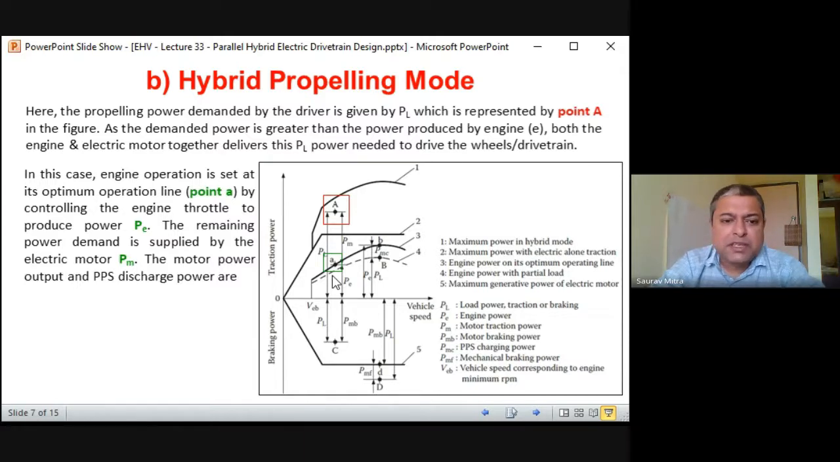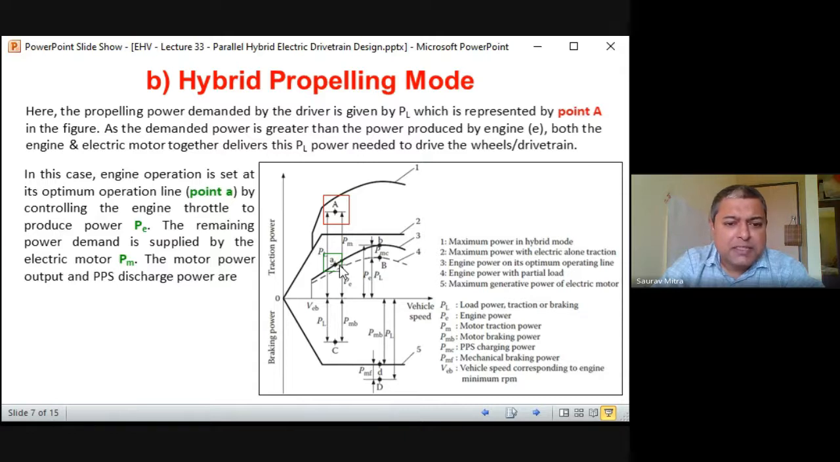The engine can generate more power than this, but in that case efficiency will be reduced. So whenever there is a hybrid mode, we operate the engine at maximum fuel efficiency, and the remaining power will be produced by the motor. Very important case. In this case, the engine operation is set on its maximum operating line, that is point A. This is point A here, and this is the maximum operating line.